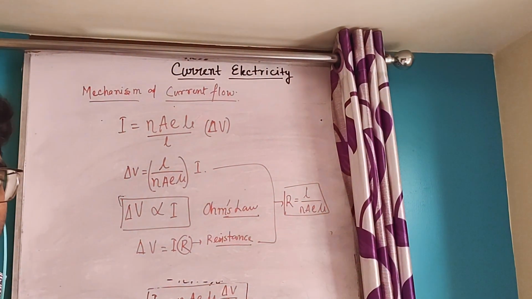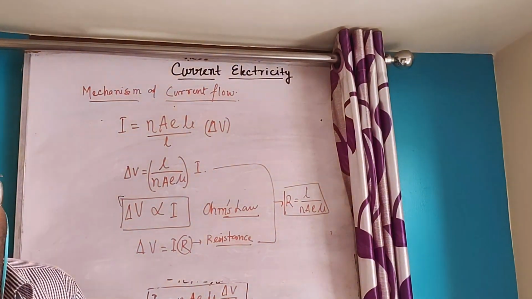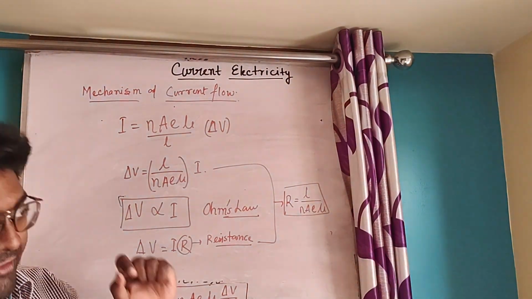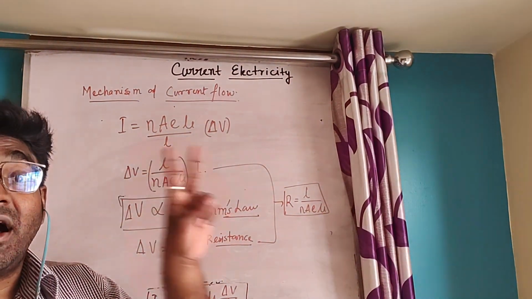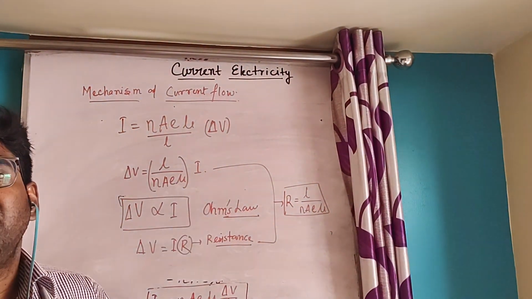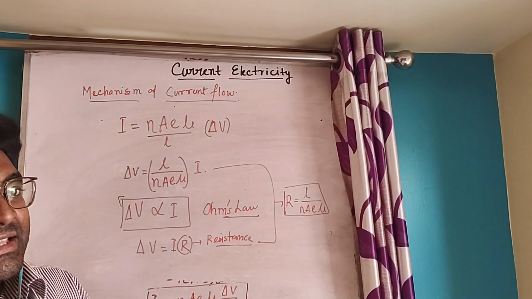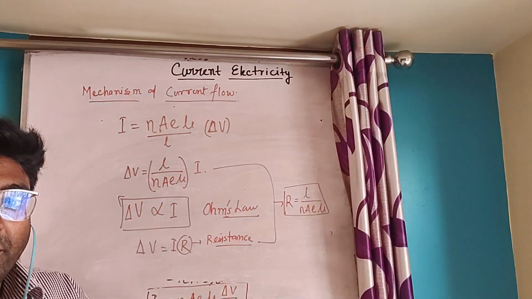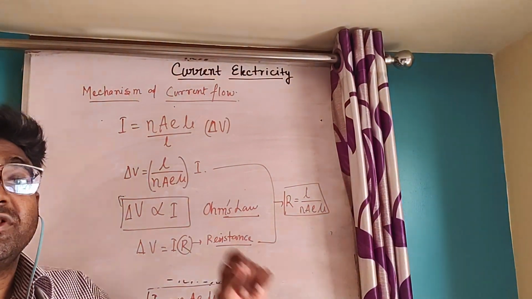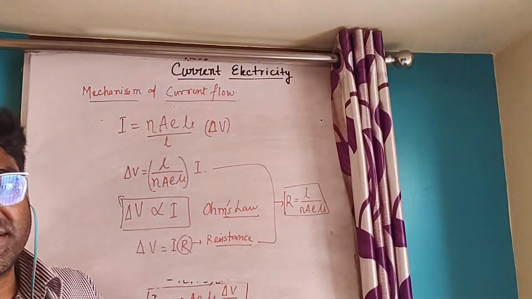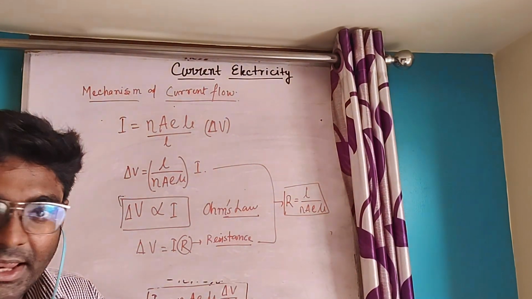Actually, if you see in the previous video, I have drawn the environment inside a conductor. Inside a conductor, electrons are there and also the kernels, and the position of the kernel is fixed. It will not move, only the electron will move. So when the electron moves, it collides with the kernel and with the other electrons also. This collision is the source of resistance.